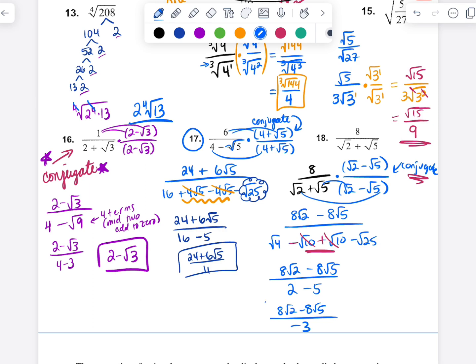Okay, and again, you could leave it like this, or if you wanted to, you could write it as 8 root 2 over negative 3. I guess it'd be plus 8 root 5 over 3. Your call on how you want to split that up as one fraction or 2 separate fractions. Not a big deal to me.